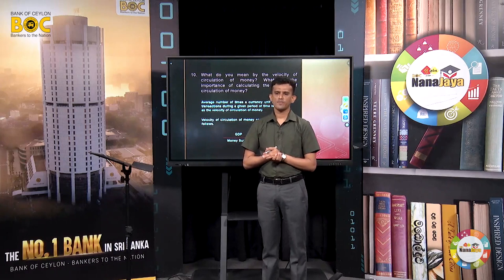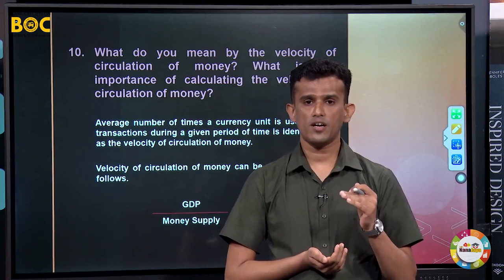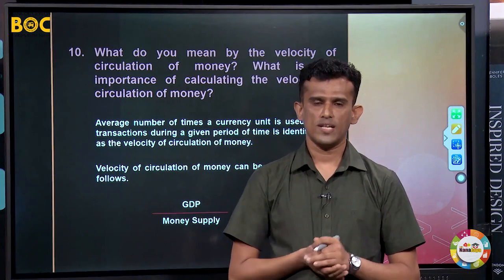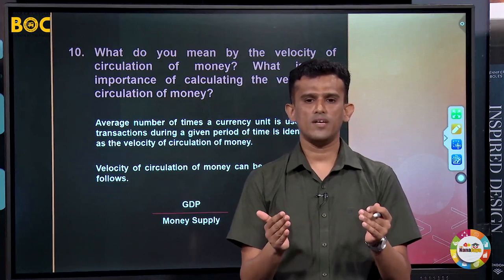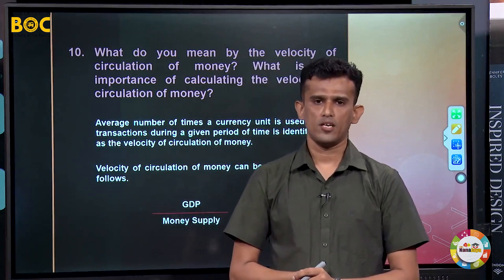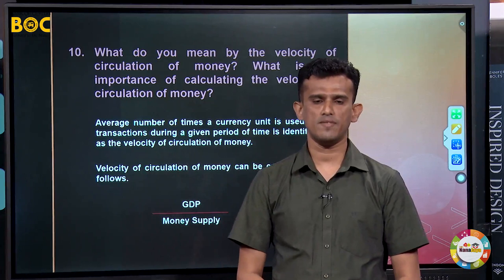So what do we do? We divide the value of the gross domestic product of the country. What do we mean by the gross domestic product? The gross domestic product refers to the total market value of all the final goods and services produced within an economic territory during a given period of time. So that shows the monetary value, the financial value of goods and services produced in that economy during that given year's period. On the other hand, the money supply shows the stock of money held by the general public of that country for that given period of time.